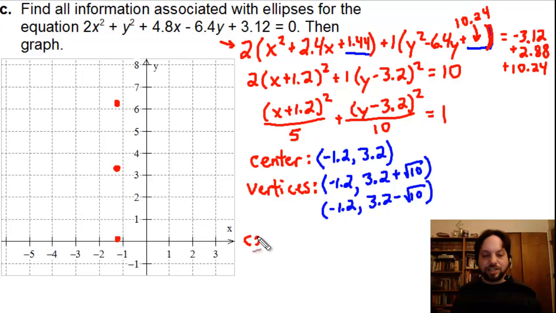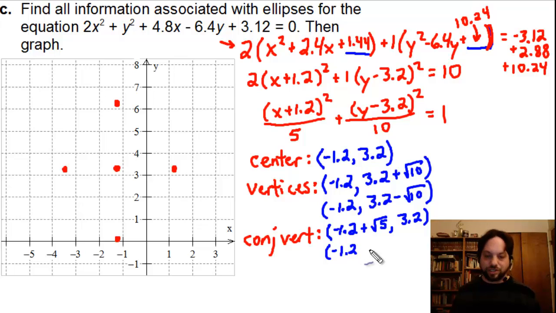All right, the conjugate vertices are also not too difficult to figure out. For those, I'm just going to go the square root of 5 to the left and right from the center. So I did that earlier, and I got values of negative 3.4 approximately and 1.1 approximately. Now, I could write those here, but if I want to be a little more exact about things, which I do, I'll go negative 1.2 plus the square root of 5, comma 3.2. And I think you know what the other conjugate vertex is going to look like. It's just the plus and minus. So there are my vertices, my conjugate vertices.